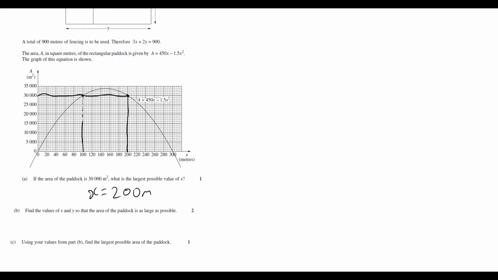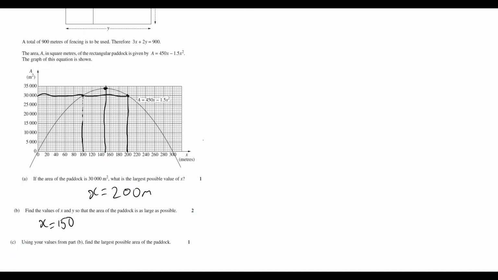So part B, find the values of x and y so that the area of the paddock is as large as possible. Okay, so this, as I've mentioned earlier, as it's a parabola, we know that there's going to be an axis of symmetry right in the center of this parabola. So we know that there's going to be 2 points with the exact same y values, right? And they're at 100 and 200. So the midpoint of those is naturally going to be 150. And that's exactly what we find to be the maximum on this parabola. So we know that x is going to be 150, right? Because we want to try and maximize the area. So we want the very, very tippity top of this parabola.